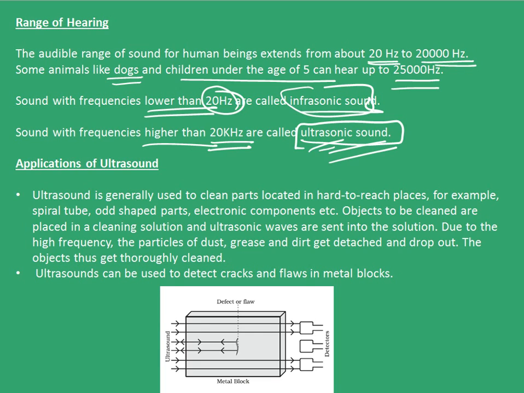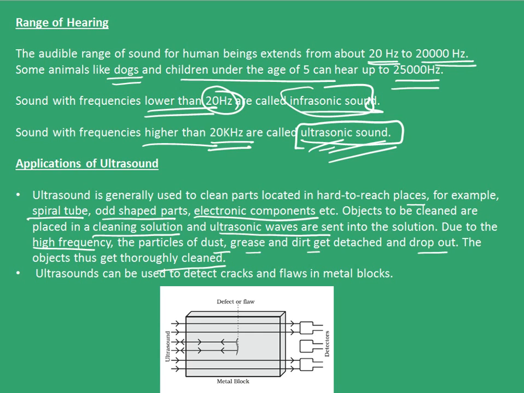Ultrasound is generally used to clean parts located in hard to reach places, for example, spiral tubes, odd-shaped parts, electronic components, etc. Objects to be cleaned are placed in a cleaning solution and ultrasonic waves are sent into the solution. Due to the high frequency of these ultrasonic waves, the particles of dust, grease and dirt get detached and drop out. The objects thus get thoroughly cleaned.